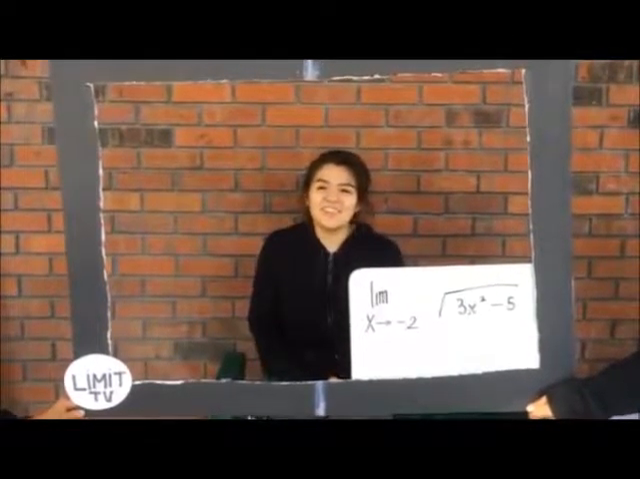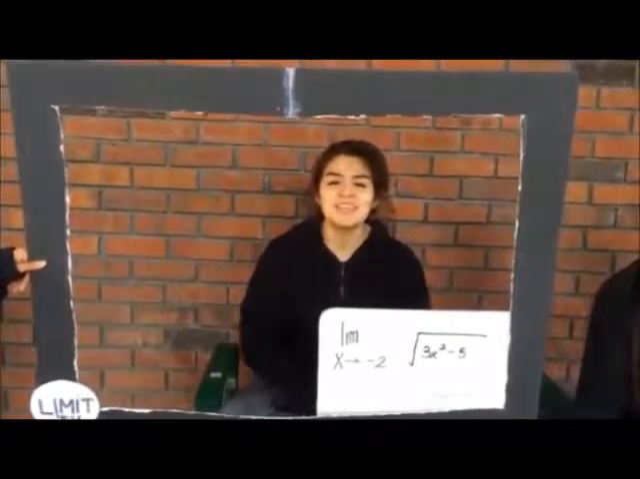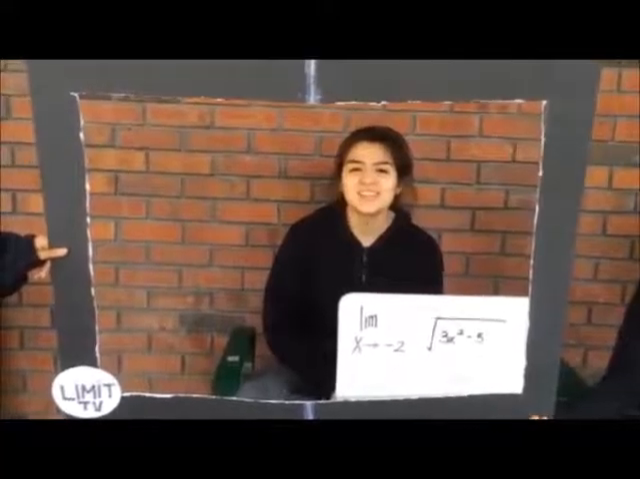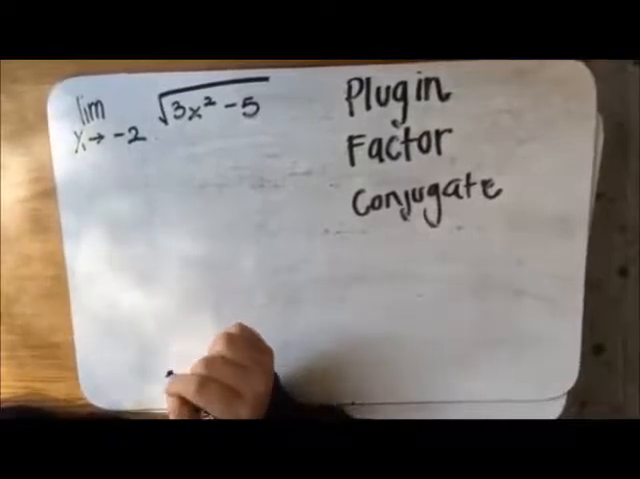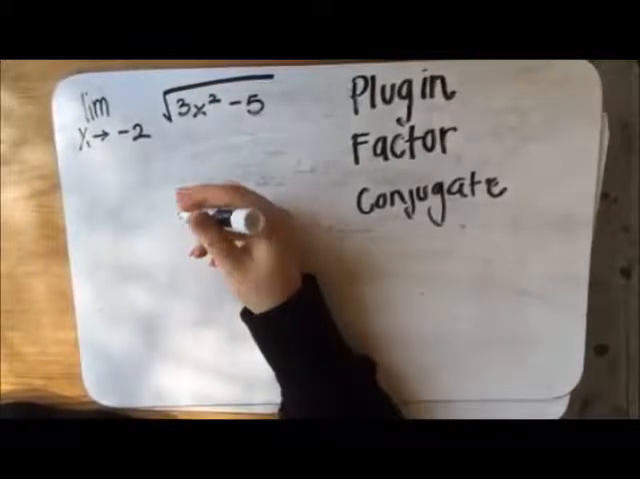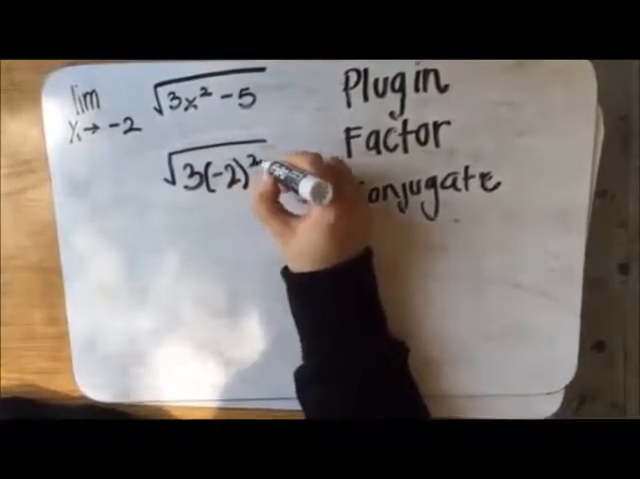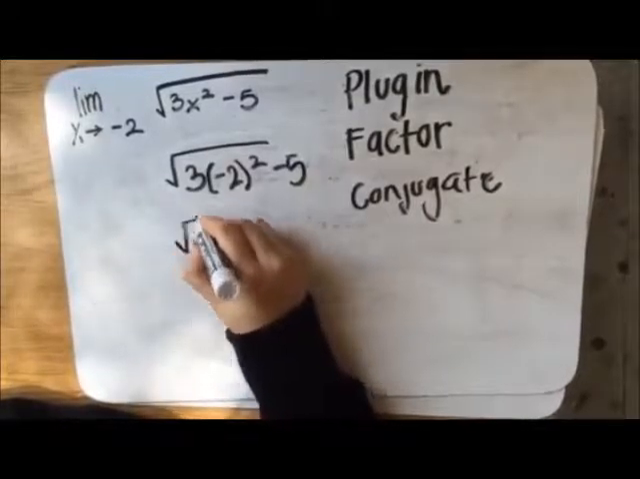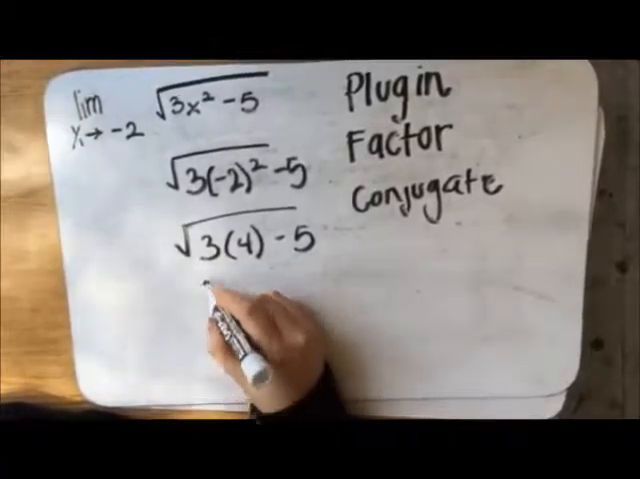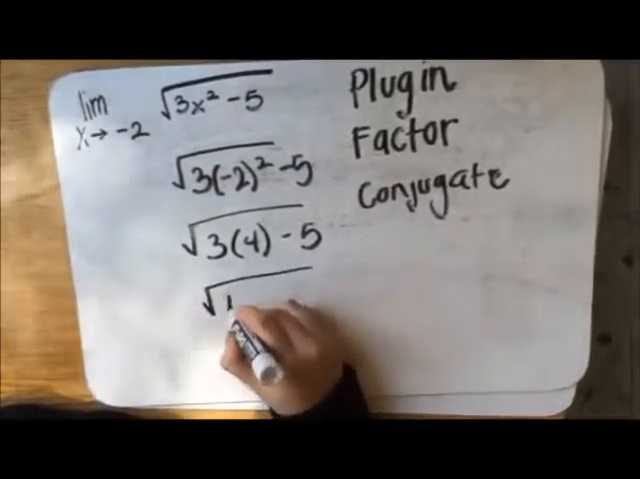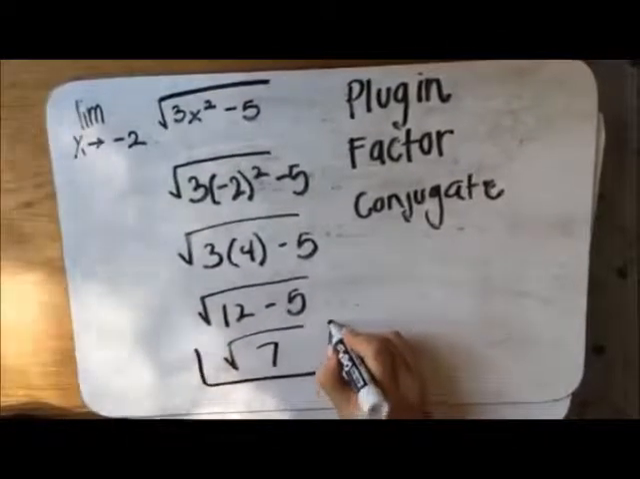Hi, today we're gonna solve limits analytically. This first example is the limit of radical 3x squared minus 5 as x approaches negative 2. So first things first, we're gonna plug in negative 2 for x. Here we get 3 times 4 minus 5. Then 3 times 4 equals 12, minus 5. This equals radical of 7, and this is your answer.